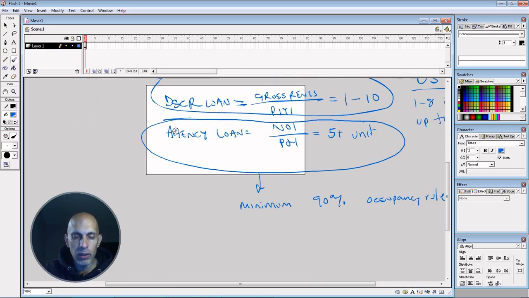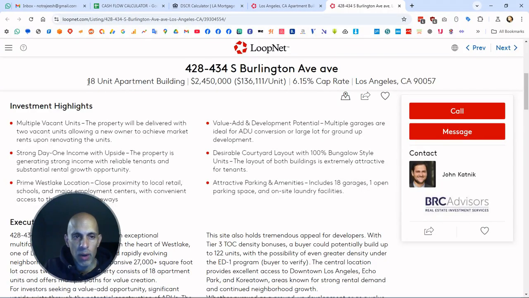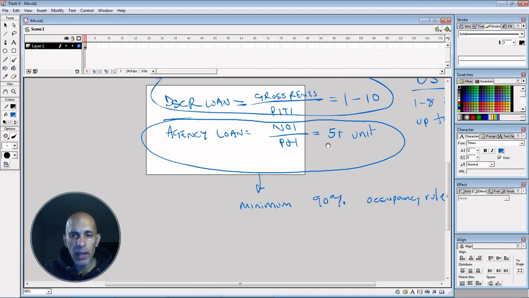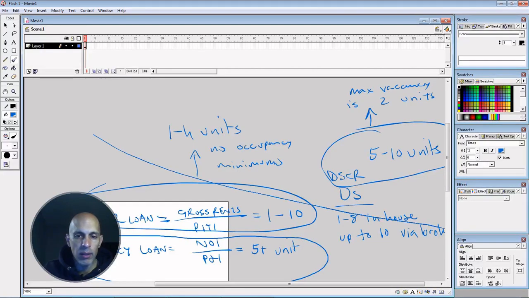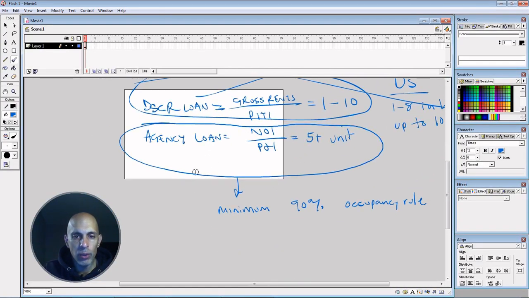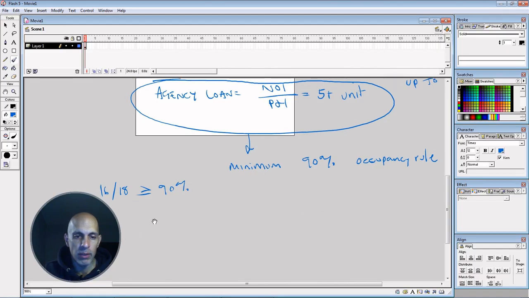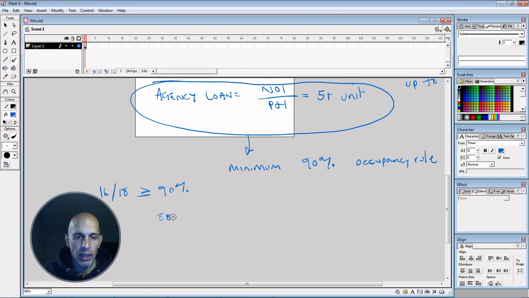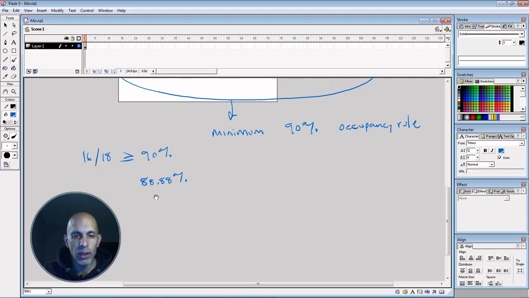So that's important to note. On this particular 18-unit property, because it's already more than 10 units, this option goes away. So we're only left with this, and it has 2 units vacant. We need 16 divided by 18 to be at least 90%. So let's see if that's true. 16 divided by 18 is 88.88%. So it looks like for this, we would have to go private money.